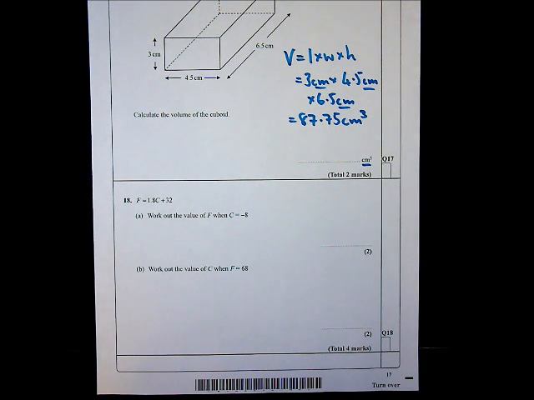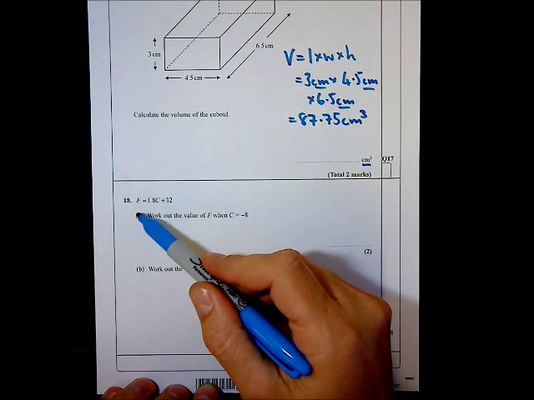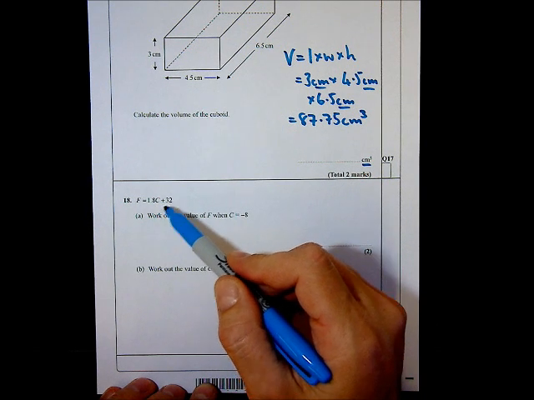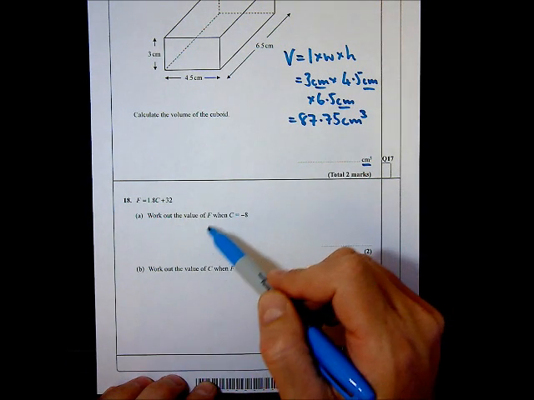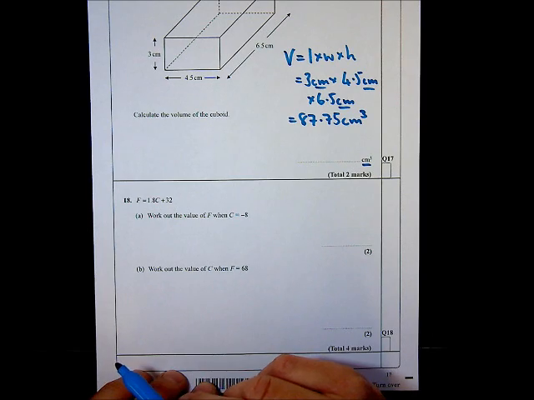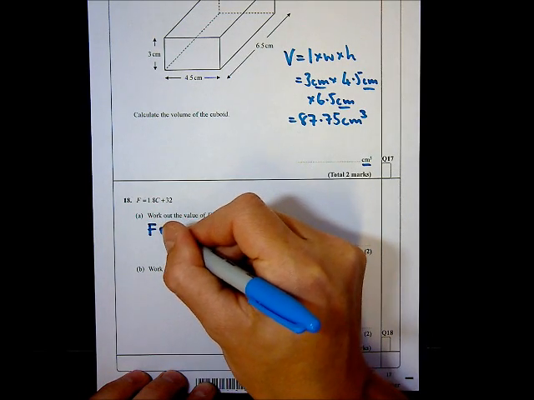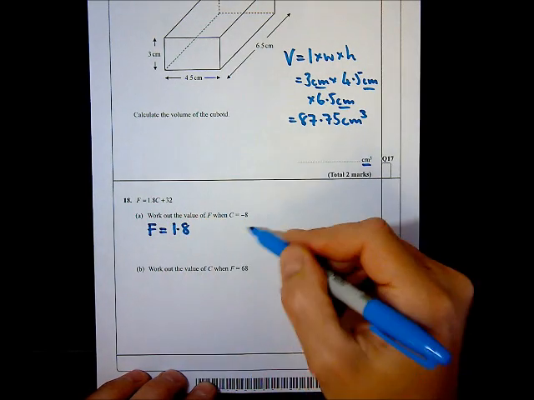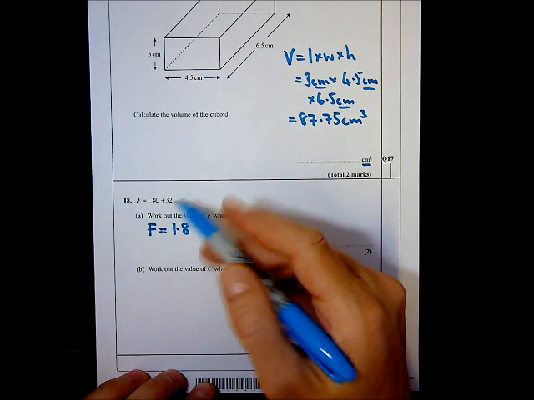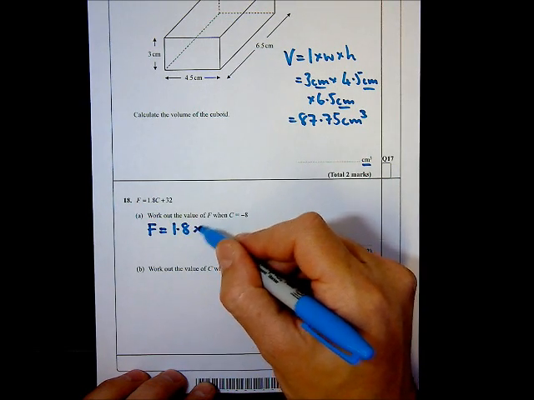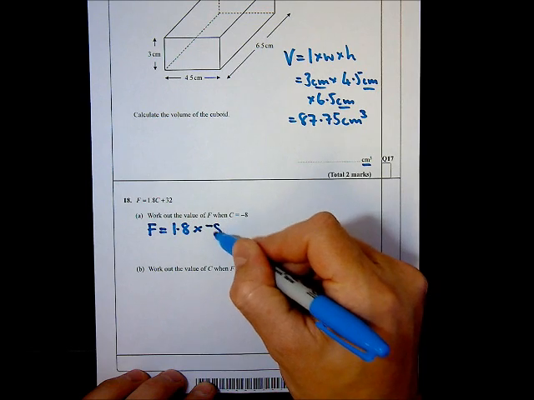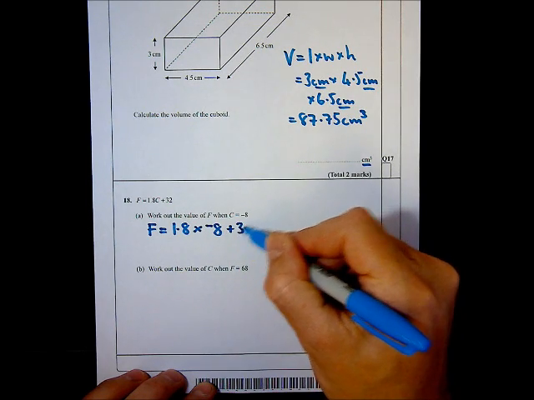On question 18, I'm given a formula for f, which is f equals 1.8c add 32. And I'm asked to work out the value of f when c is negative 8. So I'm going to write out my formula and substitute in the value for c of negative 8, remembering that 1.8c means 1.8 multiplied by the value of c, which is negative 8. And then I'm going to add 32.